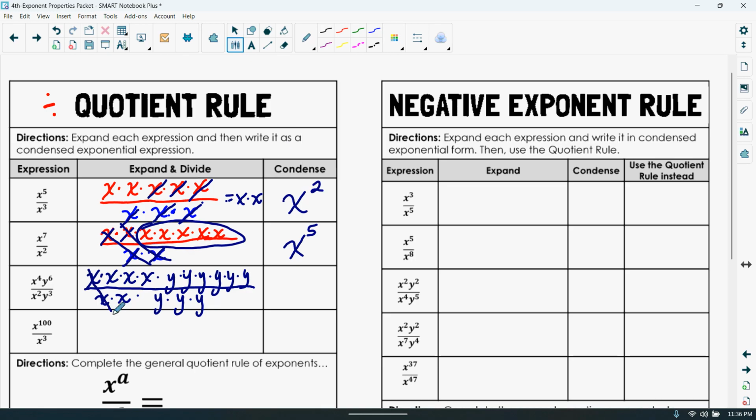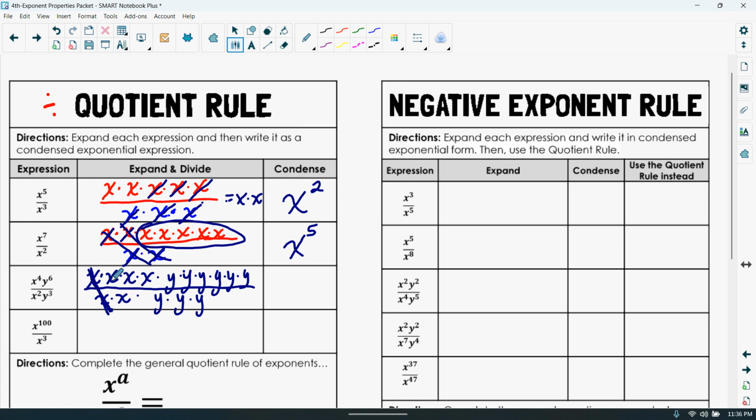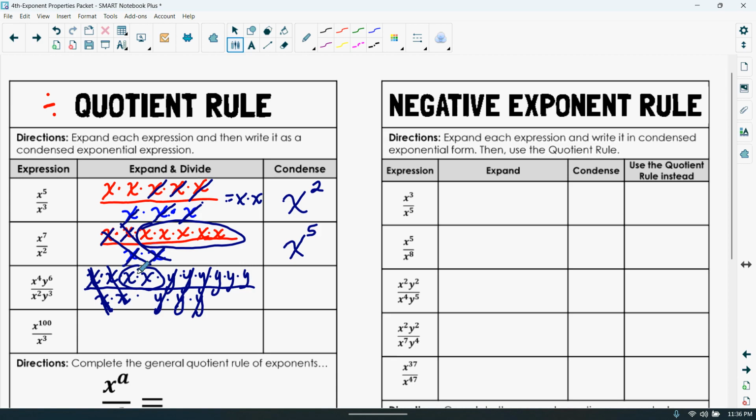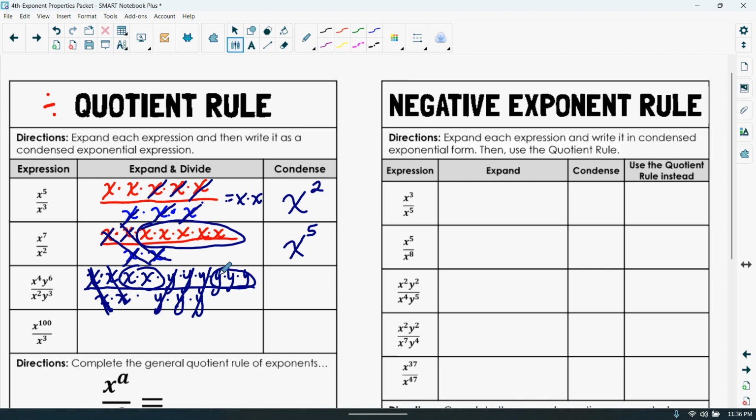Alright, so we're going to cancel our like factors. Let's do that in red, sorry. Why is it not changing color? Oh, I don't know. So we have these two cancel, and then these y's cancel, leaving me with 2 factors of x's, and 3 factors of y. So this is x to the 2nd power, y to the 3rd power.